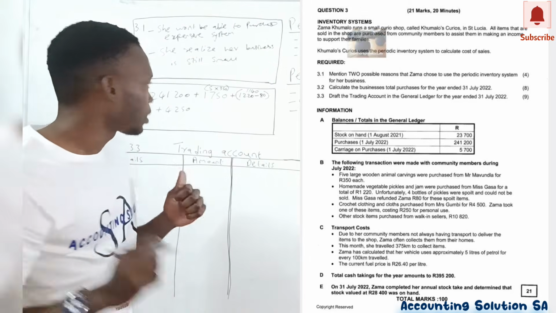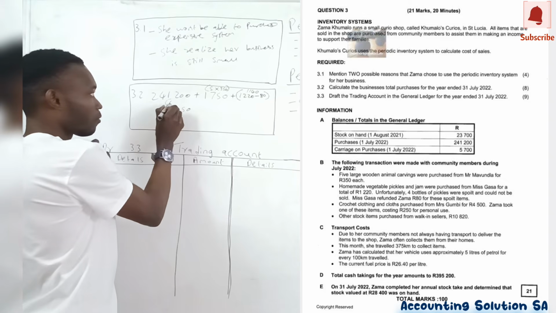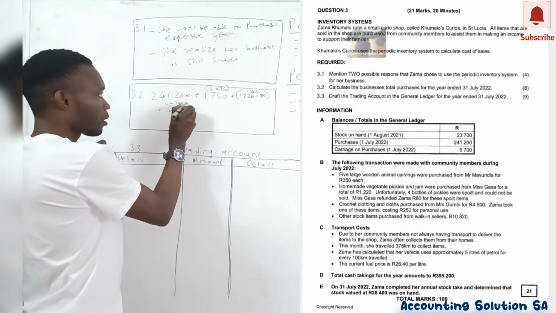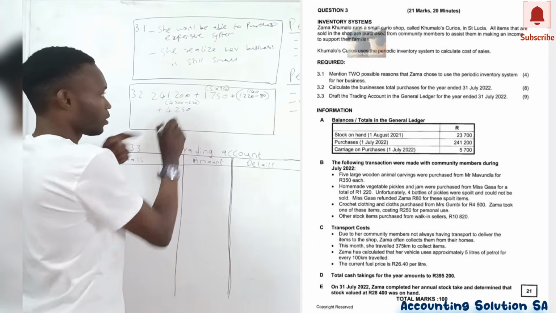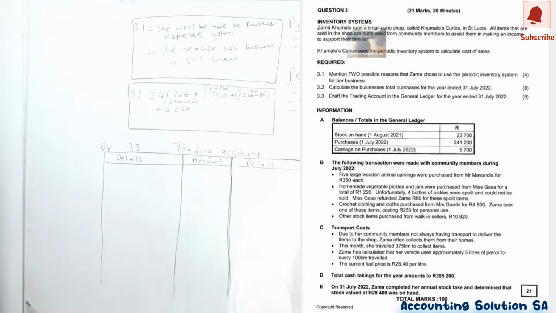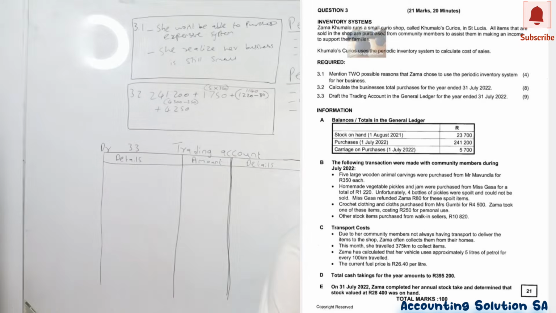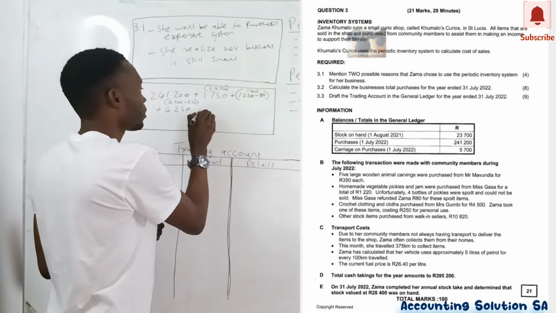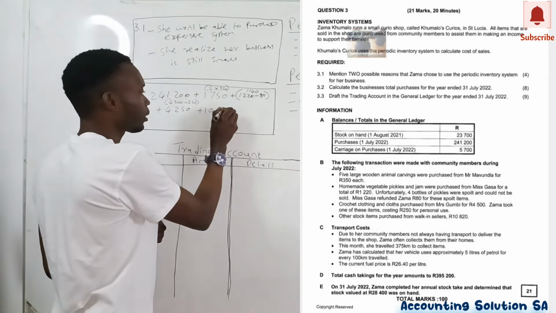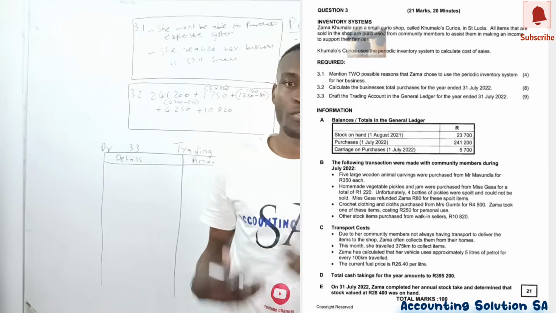Okay, plus 4,250. Guys, please always make sure that you show how you got this amount. You said 4,500 minus 250 and you got this one. Okay, now let's check if we have any other purchase. Okay, then the last one, they said other stock item purchased from walk-in sellers for 10,820 plus 10,820. Okay, that was the last transaction of purchases.